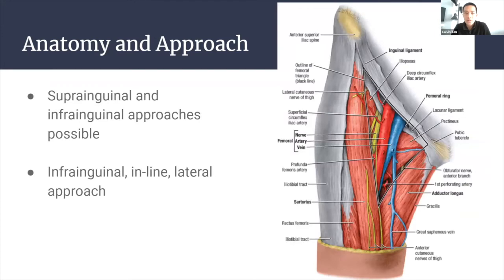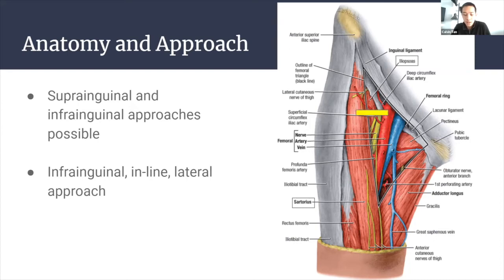So again, just going over the anatomy, what you want to look for are the sartorius muscle and the iliopsoas muscle on ultrasound. And at least the way we're talking about it today is going to be the infrainguinal inline lateral approach, meaning coming from below the inguinal canal, performing the needle placement in line with your ultrasound probe, and coming from the lateral side of the thigh. There are many different ways that this block has been described: superinguinal, infrainguinal, inline, in plane. I will leave it up to you to look up the other ways to do this if you're so interested.